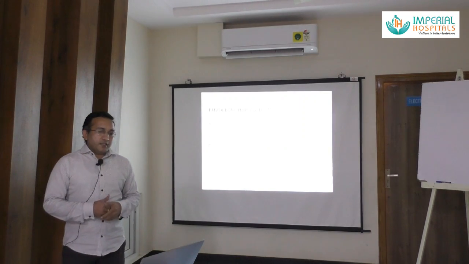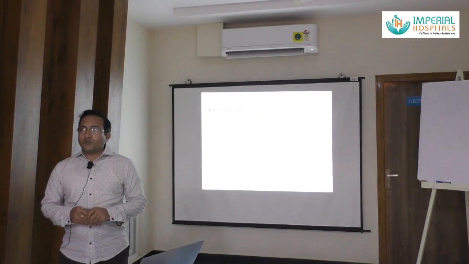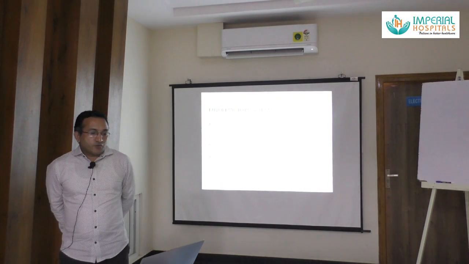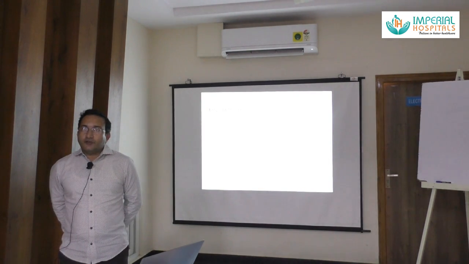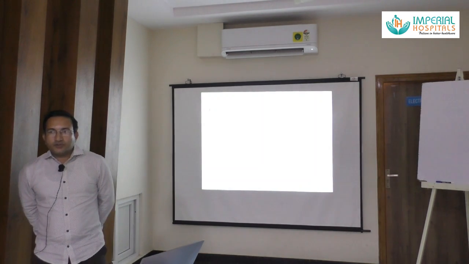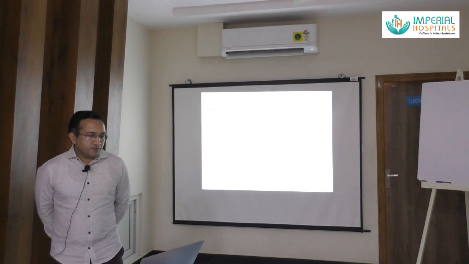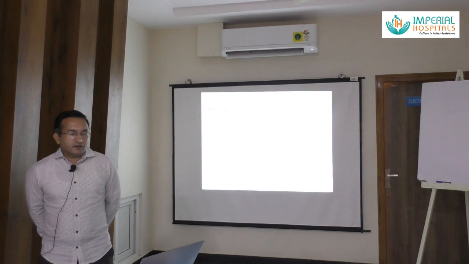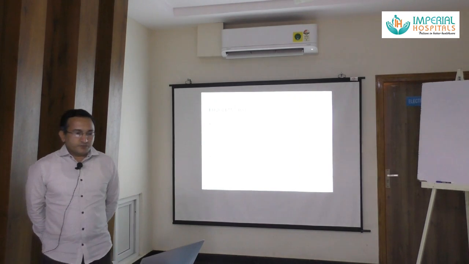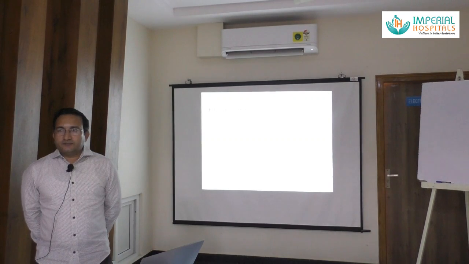In euvolemic hyponatremia, it occurs in the setting of increased total body water, and also the total sodium will be more, and the urinary sodium levels will be more than 20 milliequivalents per liter. The routine causes can be SIADH, hypothyroidism, glucocorticoid deficiency, or psychogenic polydipsia.